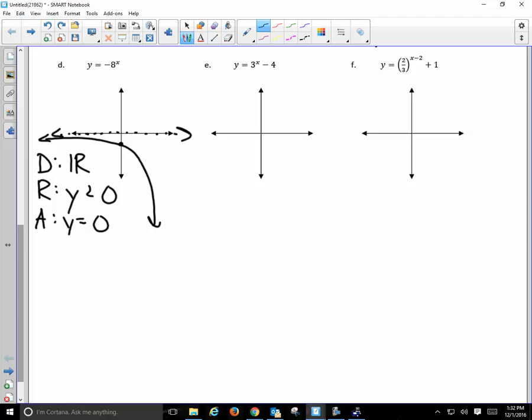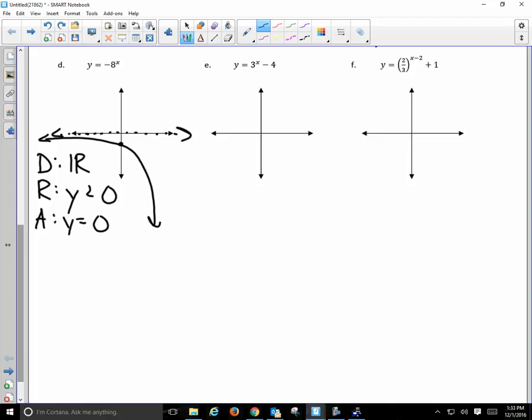The asymptote is y equals 0. Y less than 0. Yes. Okay. Go ahead. How is E different? Yes, Braden. What is that 0, negative 3? The y-intercept? Okay, excellent. So why is it at 0, negative 3? Can you tell me?